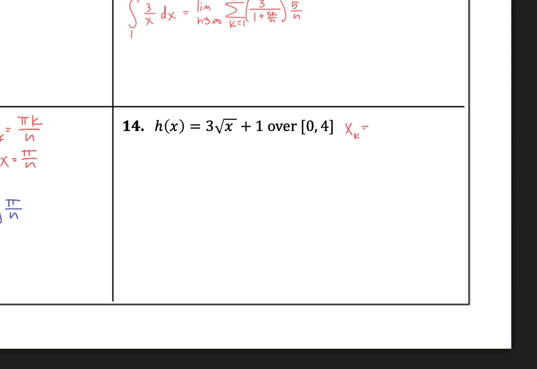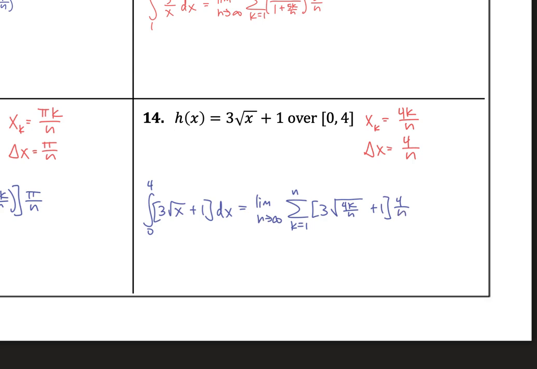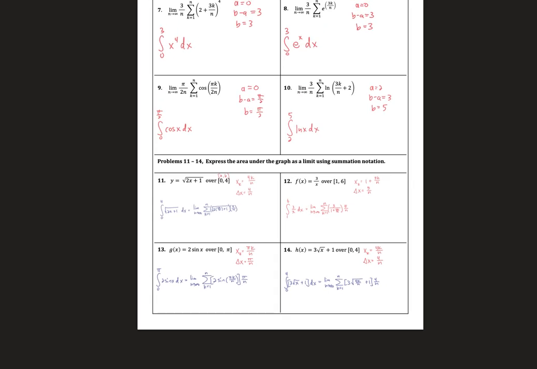Okay, our xk, a is 0, so 0 plus. B minus a is 4 times k over n. Delta x is just b minus a over n. Okay, so we got our integral from 0 to 4. So it'll be 3 times square root, instead of x, write 4k over n. And then multiply that by b minus a over n on the outside. Okay, so super repetitive, you can see.